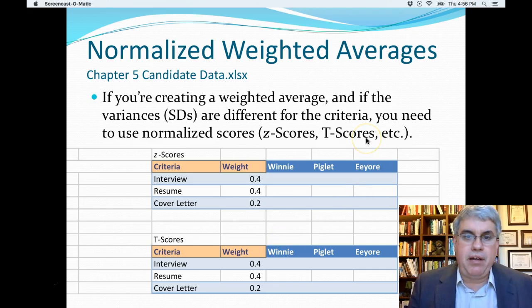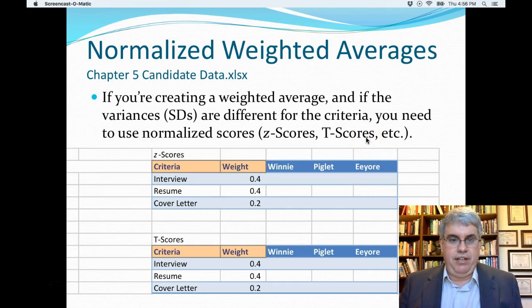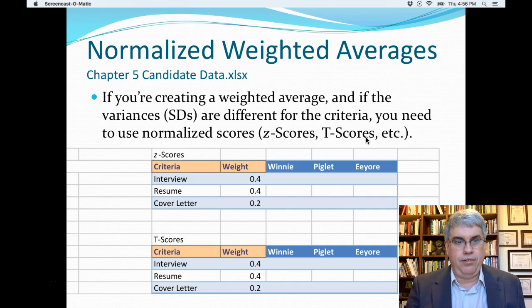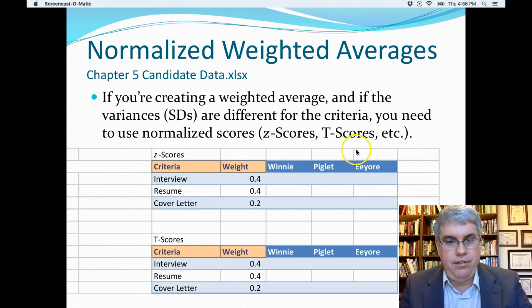Now let's talk about normalized weighted averages. Let's suppose that we are trying to figure out the best candidate, and we want to show people our calculations, but we don't want to show them a bunch of decimals. So instead of showing them the z-scores, we're going to show them the t-scores. So let me move into Excel here.